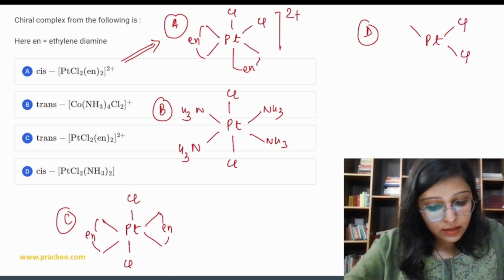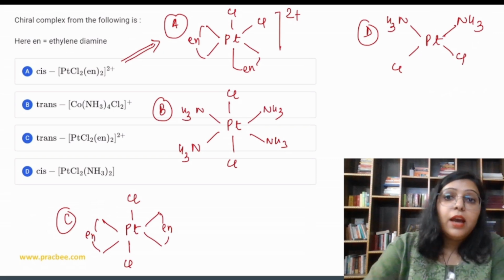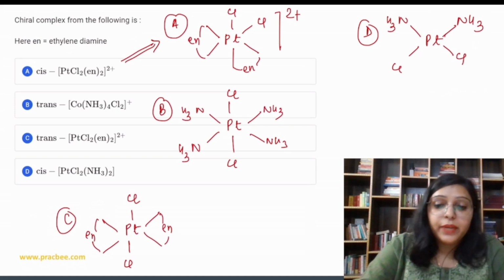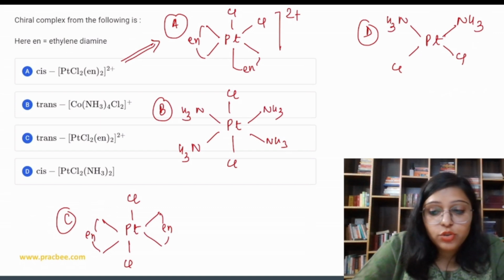Cl Cl, NH3 and NH3, or we can also write it that way. This is cis now. So Cl Cl NH3 NH3, right? Now we have to find out the chiral complex from the following. Chiral complex means which can show optical isomers. So which one can show optical isomers?